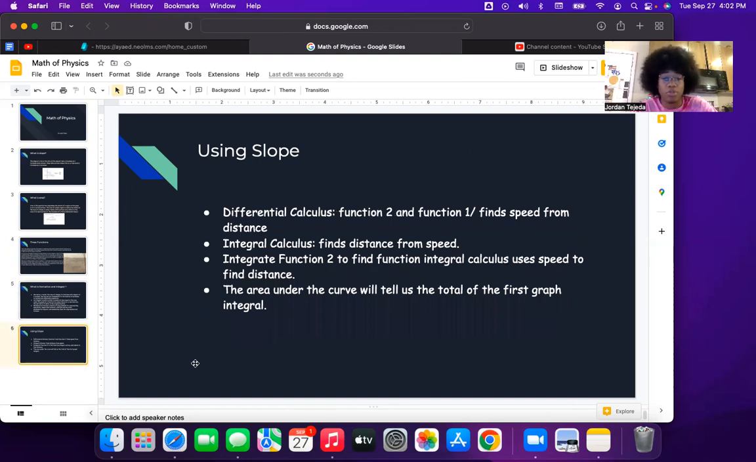Using slope, you can use slope in differential calculus, which is function 2, and function 1 finds the speed from distance. Integral calculus finds the distance from speed, and integrate function 2 to find function 1. Integral calculus uses speed to find distance, and the area under the curve will tell us the total of the first graph integral. And that will be it.